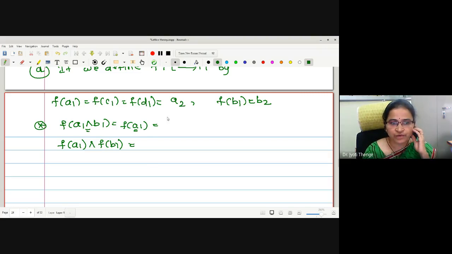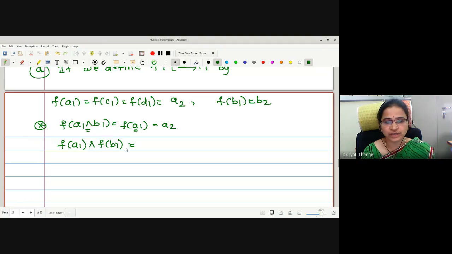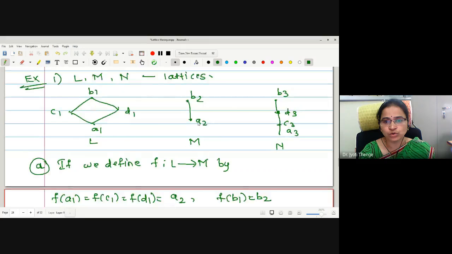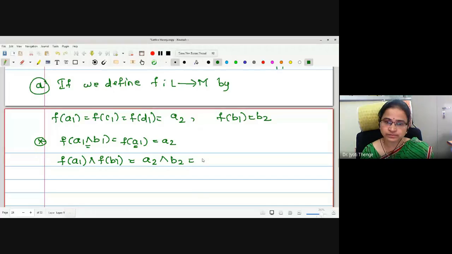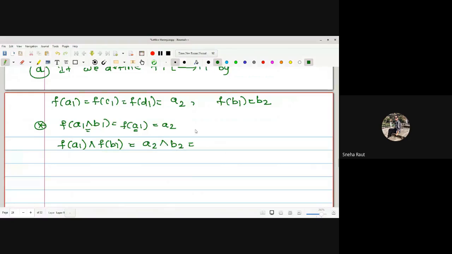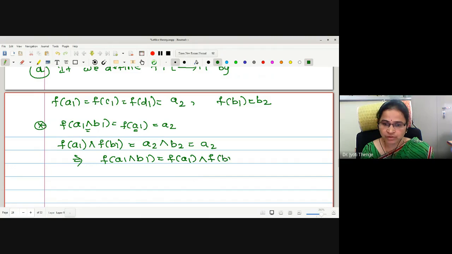What is the value of f of A1? f of A1 is A2. Now we want to find f of A1 meet f of B1. f of A1 is A2, meet with f of B1, which is B2. What is A2 meet B2? The lower bound is A2. Both the values are the same. Therefore, f of A1 meet B1 is equal to f of A1 meet f of B1.